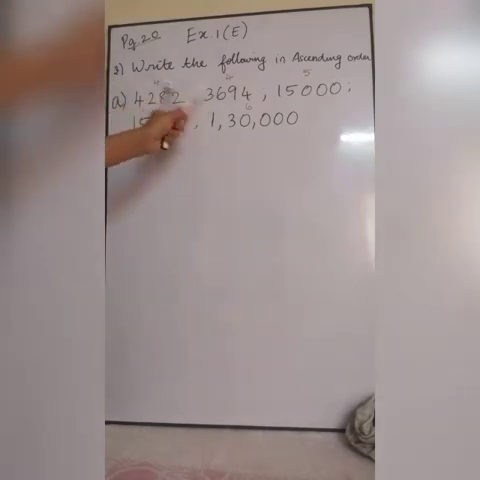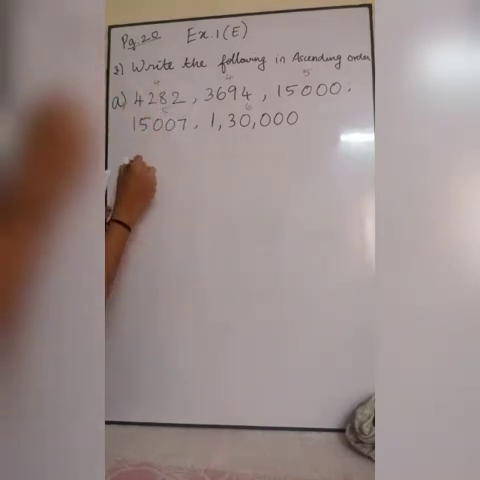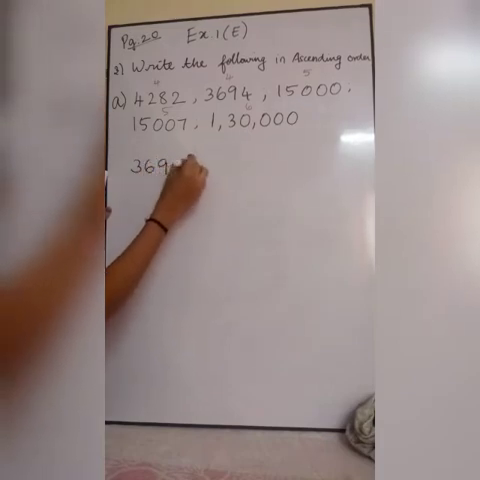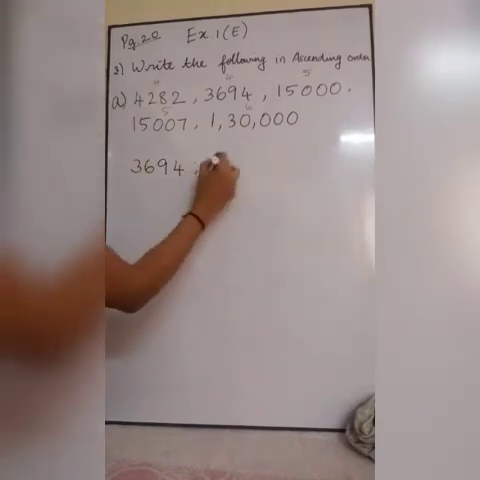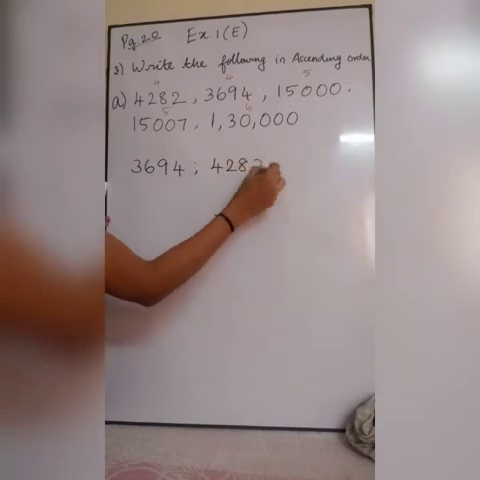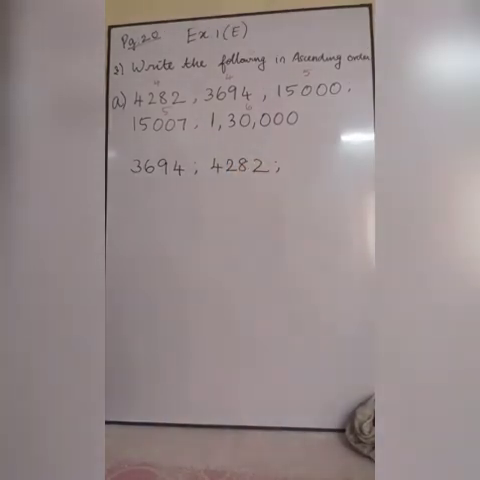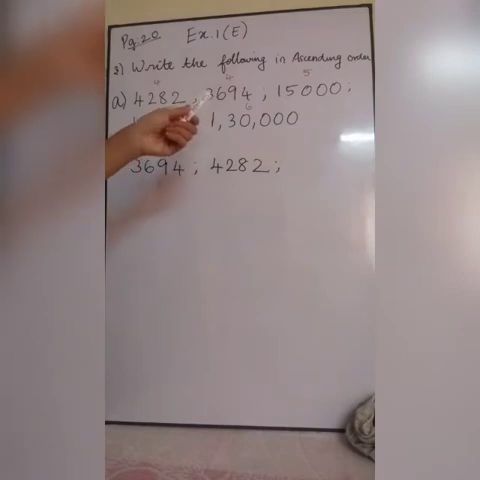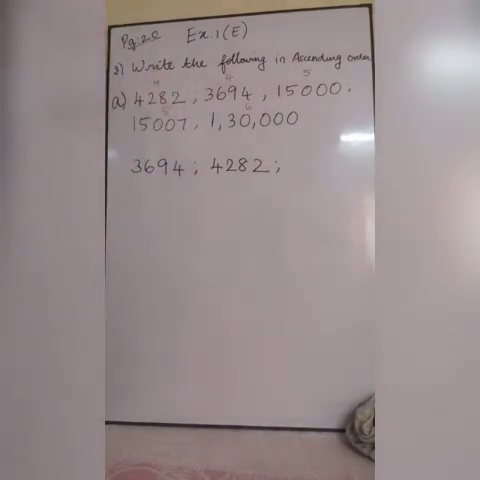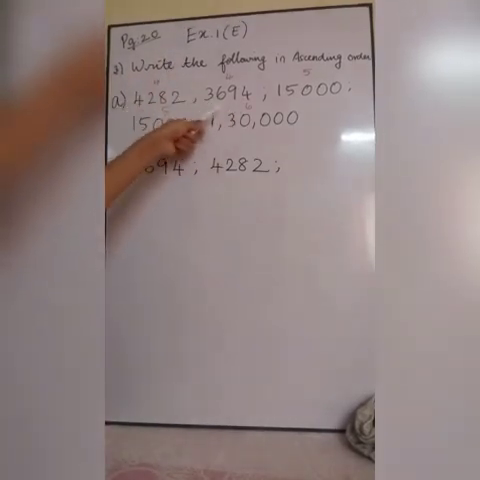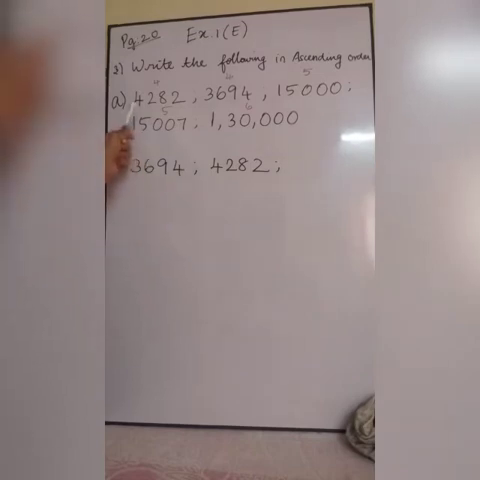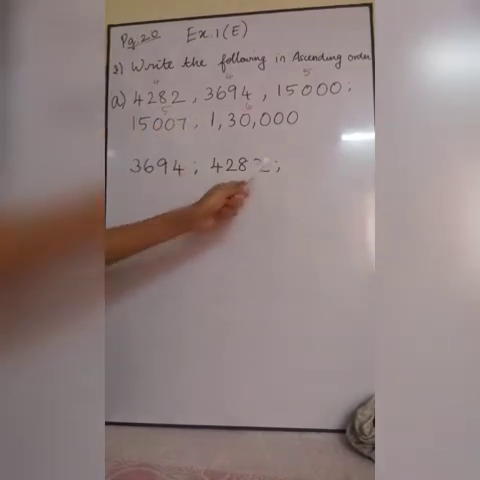So first I am going to compare these two alone. First, starting with 4, 3. Which is smaller? 3. Obviously 3694 is smallest. After that, 4282. Okay, listen carefully. These two numbers have fewer digits, so I am going to compare these two alone first. 4, 3. So 3 is lesser. So I have written the 3 first. Then 4 next.